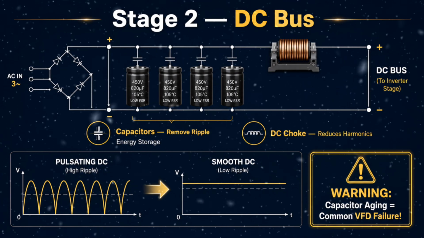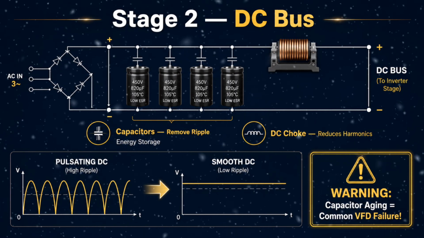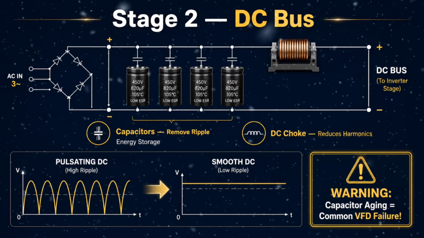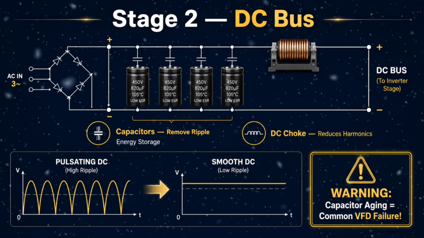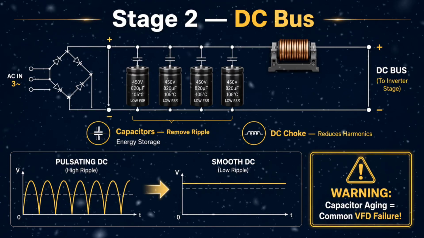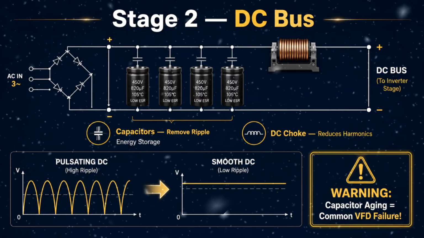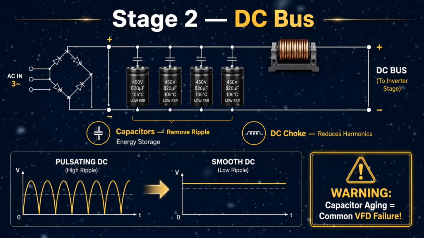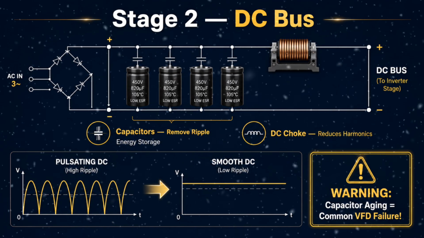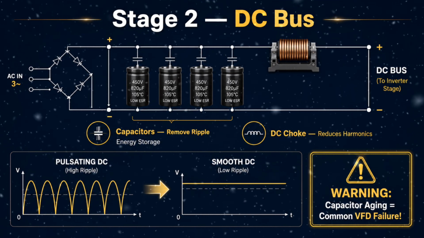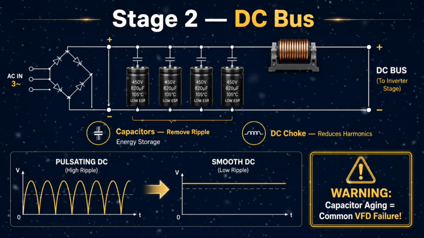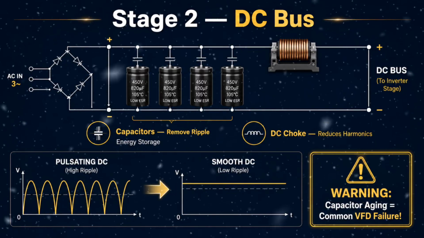After the rectifier, you can see 4 large electrolytic capacitors in the middle, rated 450 volts, 820 microfarads, 105 degrees C, low ESR. And on the right, a DC choke, which is a large copper inductor coil. 2 critical components. Component 1, electrolytic capacitors. These capacitors perform 2 important functions. First, they remove the ripple from the pulsating DC and make it smooth, flat DC. Second, they act as an energy reservoir, storing energy and supplying it instantly when the inverter demands sudden current.